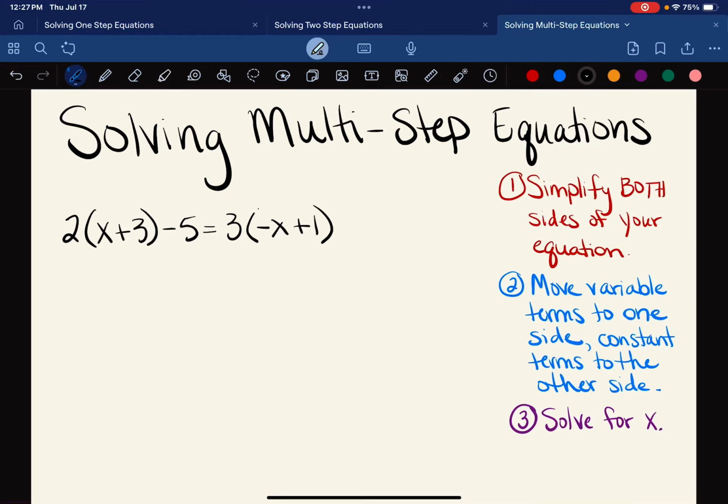Solving multi-step equations. So we start out with our first example. We have 2 times x plus 3, minus 5, equals 3 times negative x plus 1. So we want to solve for x in this equation. Our first step is going to be to simplify both sides of our equation.